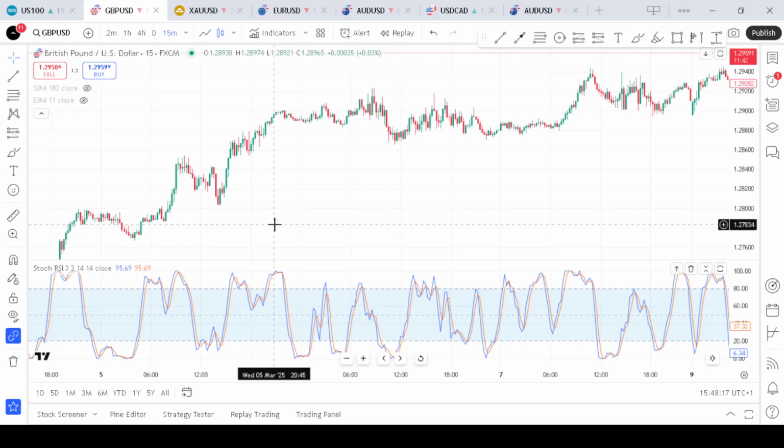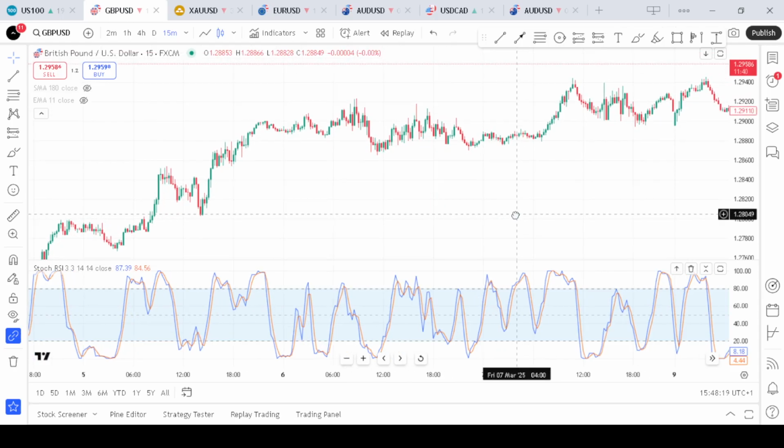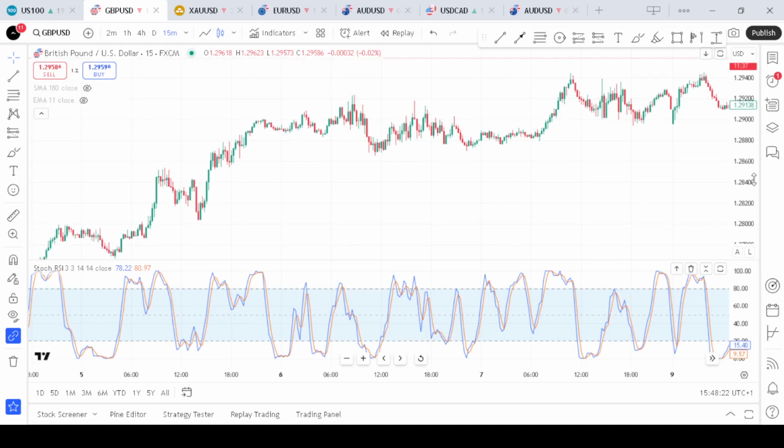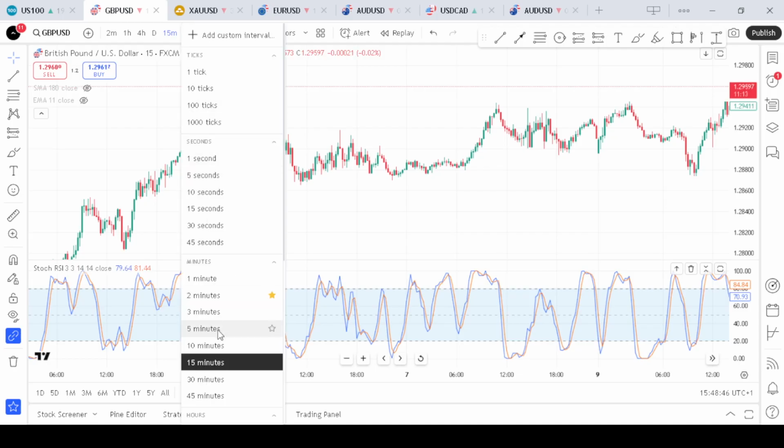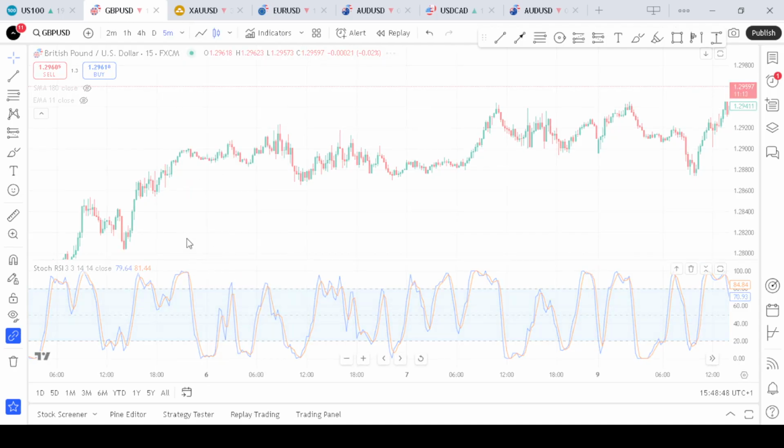Now let's see the step-by-step process for a Stochastic RSI scalping strategy. The first step is to set up your chart. You open your preferred Forex trading platform and set up your currency pair. We'll be using GBP/USD for this strategy. You can use either the 1 minute time frame or the 5 minute time frame. We'll be making use of the 5 minute time frame.